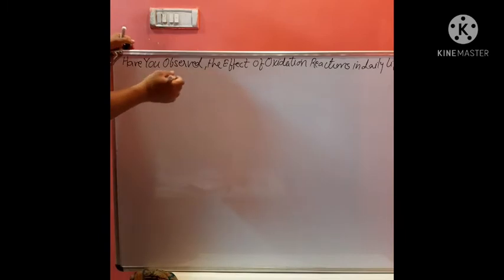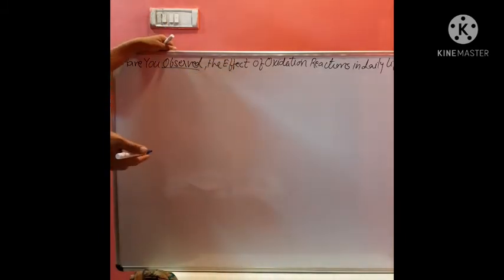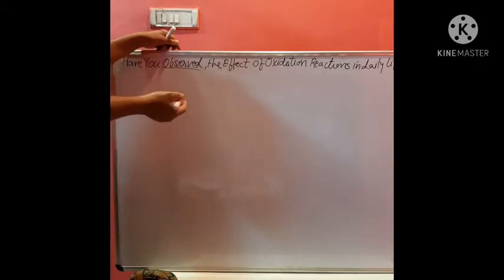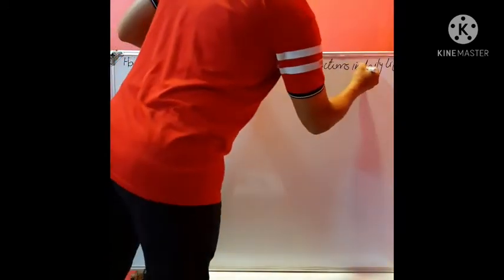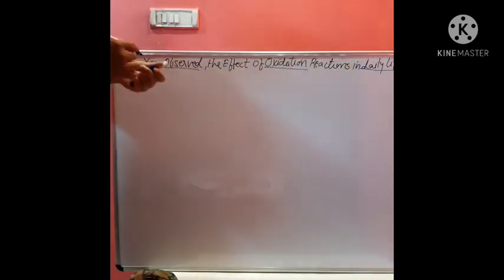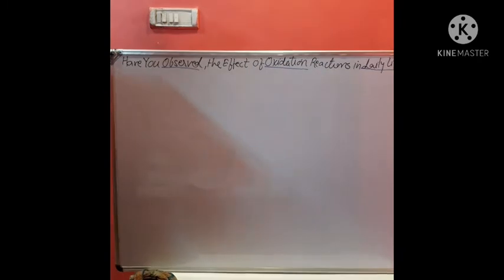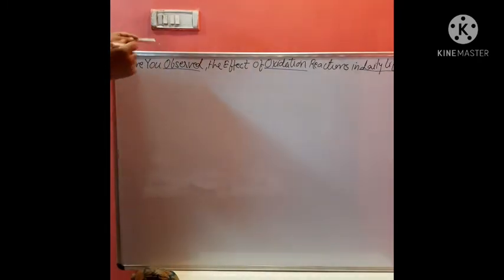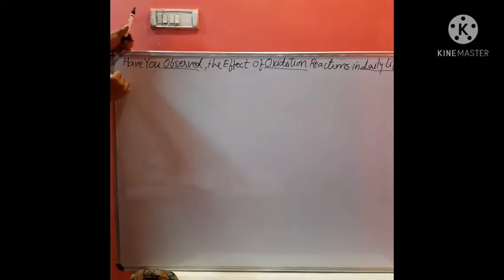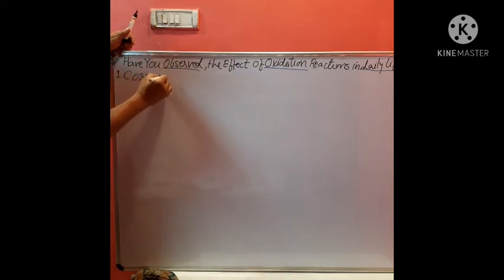Yes, students, now we are going to observe some processes or reactions which are related to oxidation and which take place in our everyday life. I am just taking a few examples which are given in your NCERT book. The first process is corrosion.